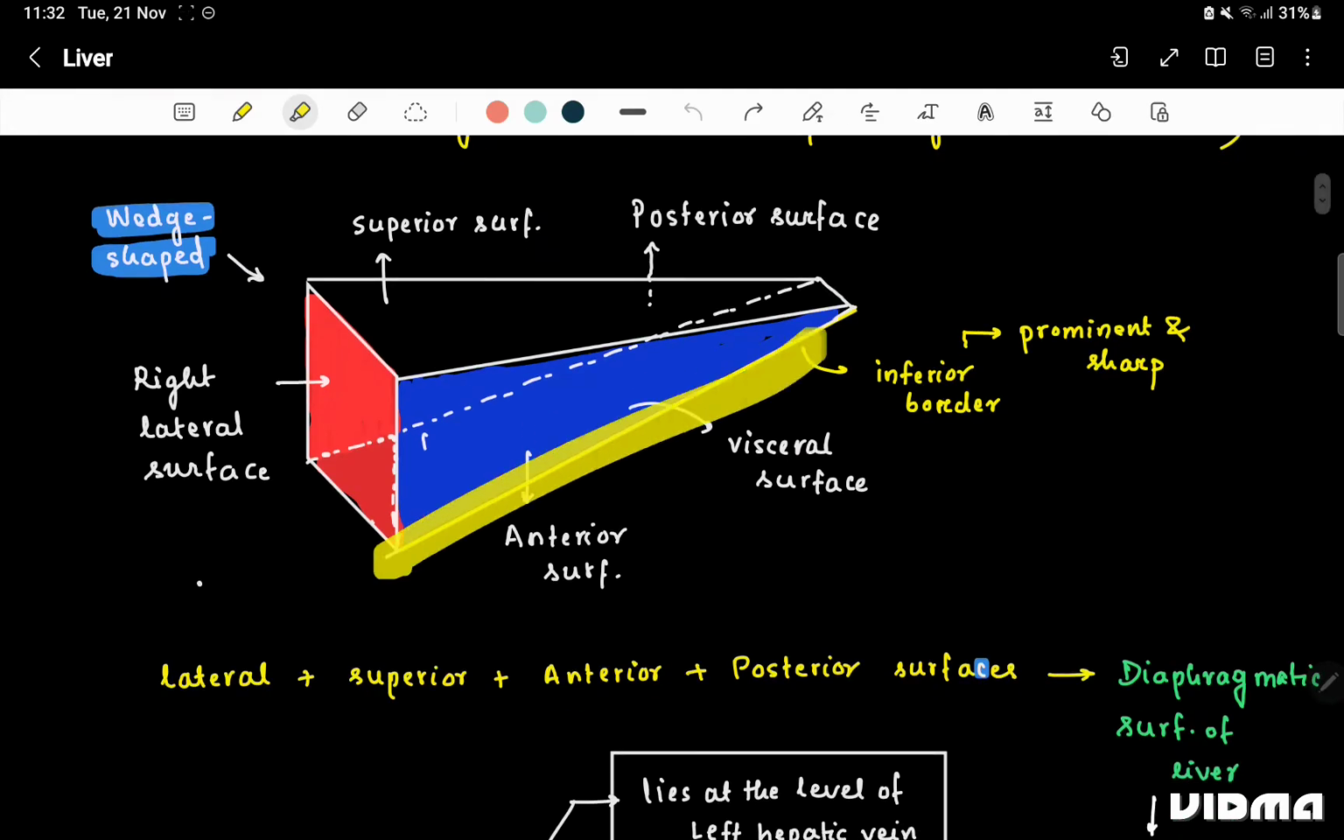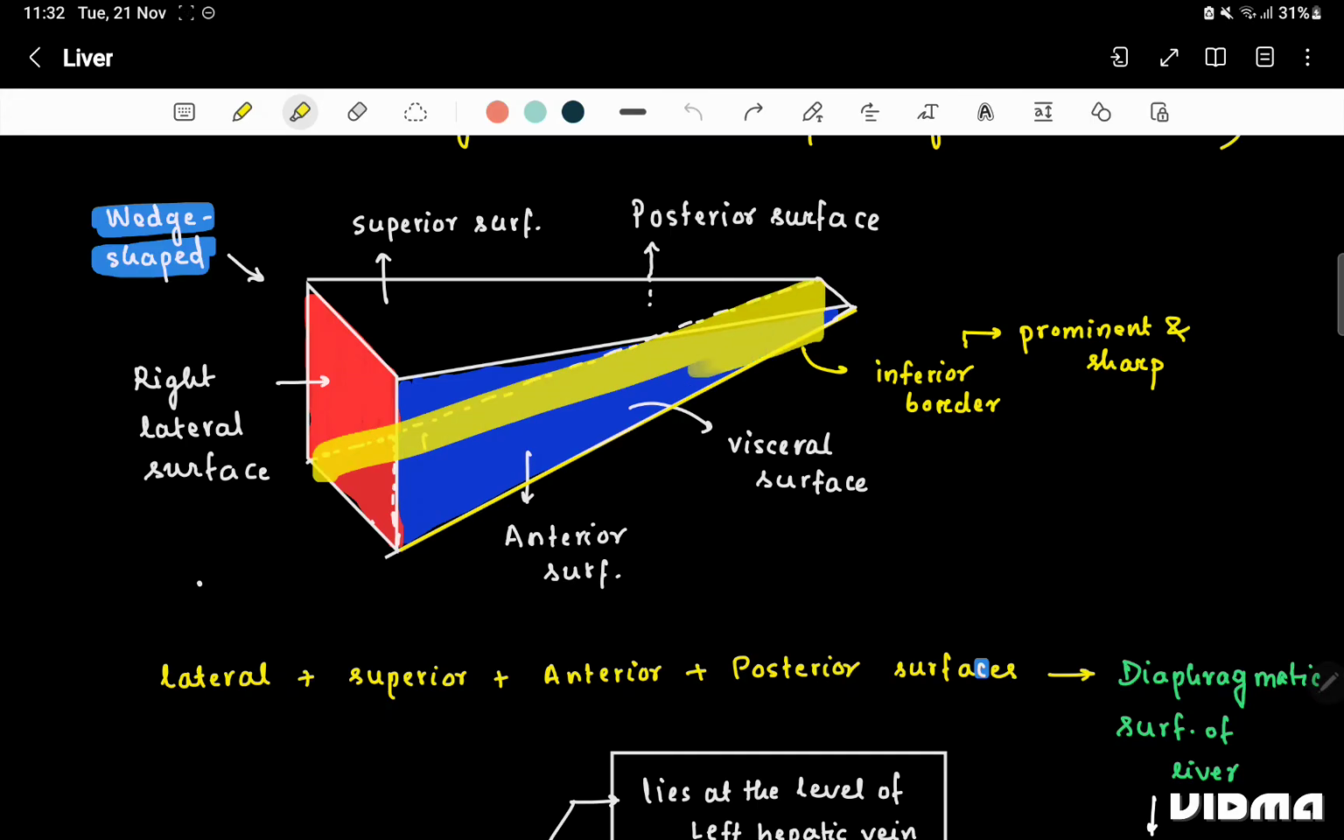Talking about the borders, this is the inferior border, which is prominent and sharp. You can identify the inferior border of the liver easily if you get a cadaveric section. And we have our visceral surface. The visceral surface is present like this.